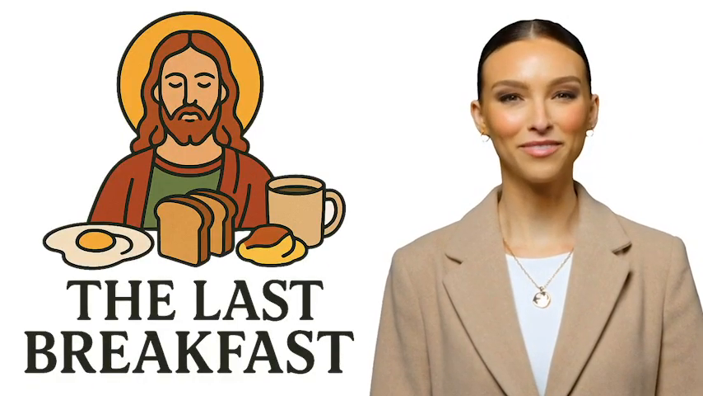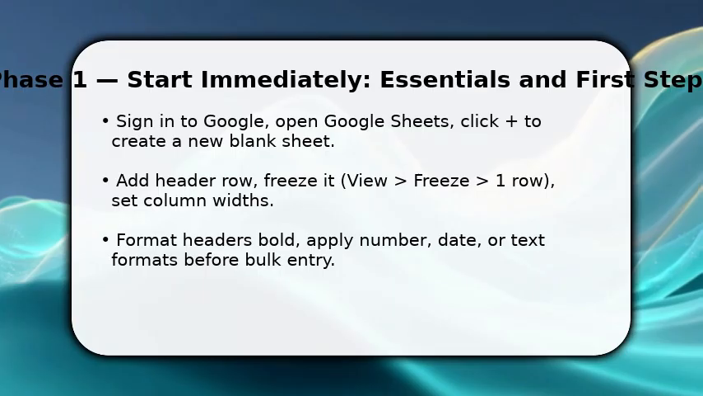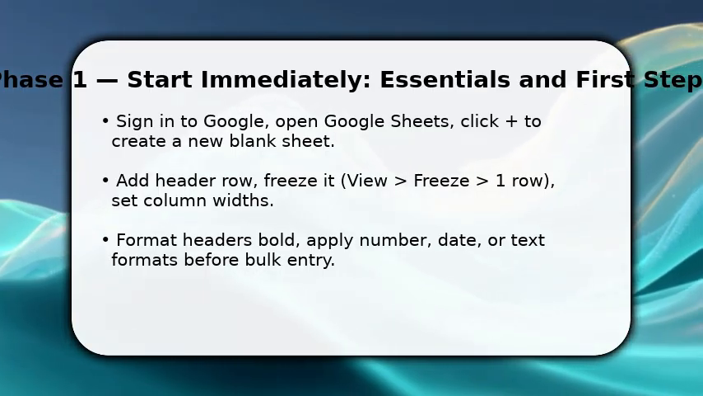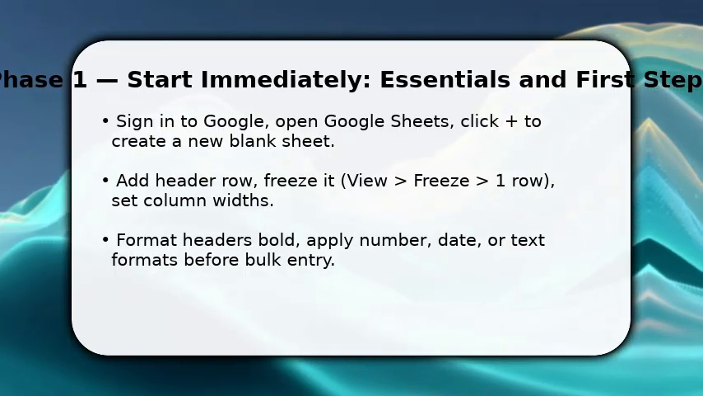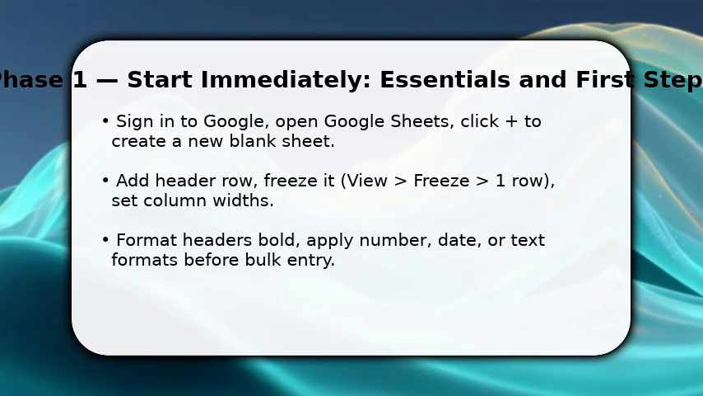Please enjoy the video. You're ready to start? Sign into your Google account and open Google Sheets, then click the plus to create a blank sheet. Begin by typing clear headers in row 1 and freeze that row so labels stay visible.